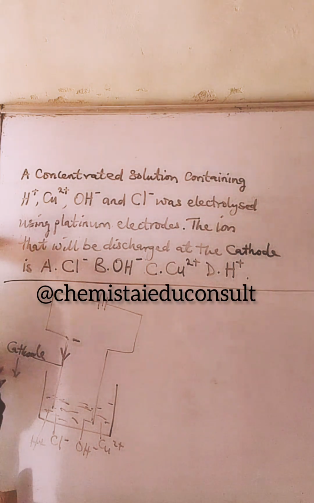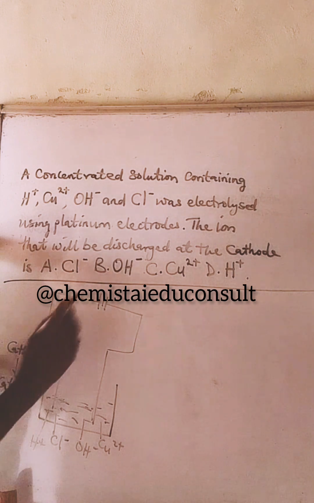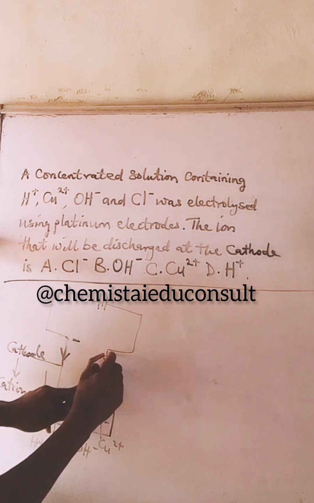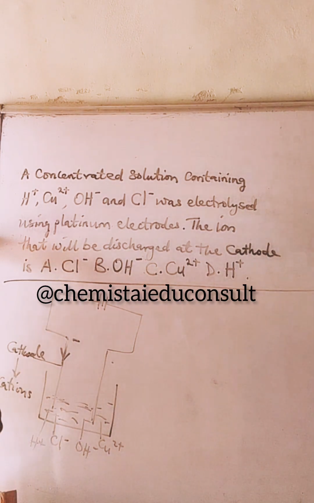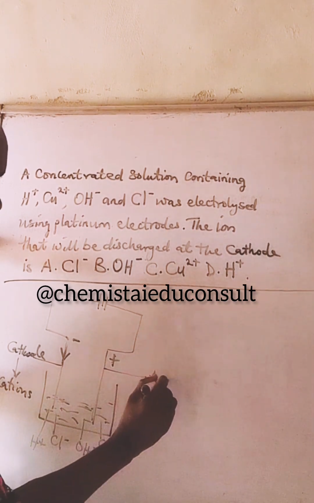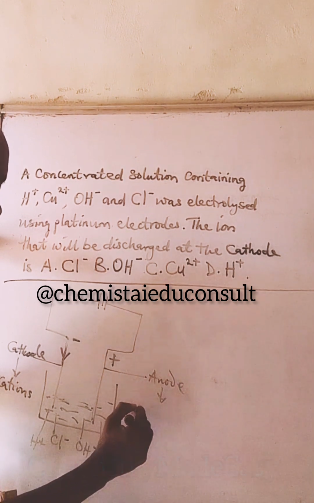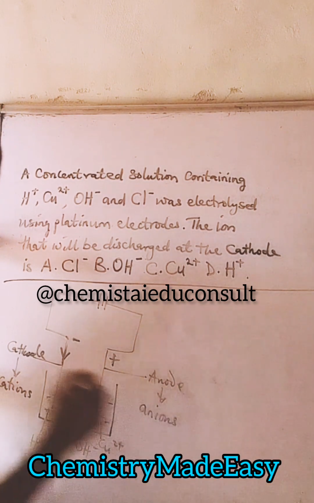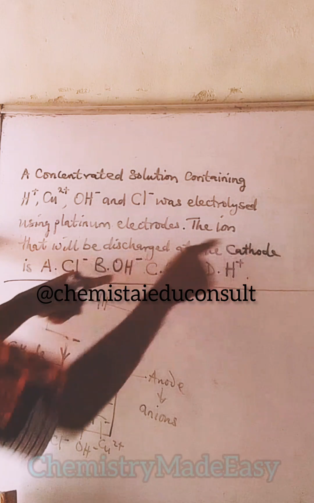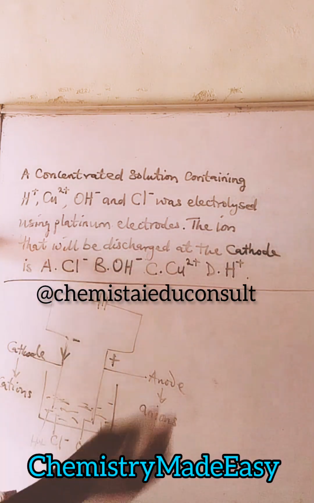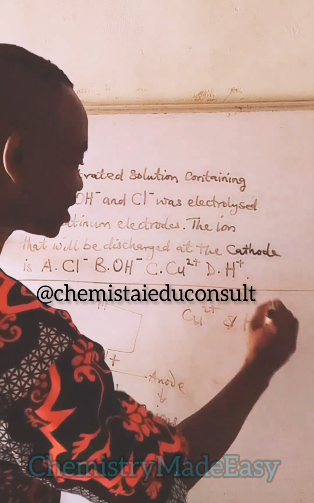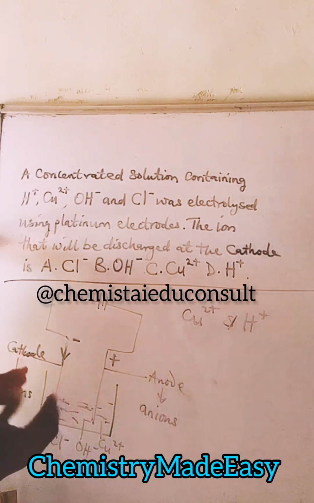Why cathode? Because it attracts cations. Cations are ions that have positive charge, so they go to the cathode. Now, this one is positive because electrons leave the system through this particular electrode, and because of that, it's called anode. Anode attracts negatively charged ions, known as anions. So, in this question, it is asking the ion that will be discharged at the cathode. So, the cathode will attract two ions, copper 2 ion and hydrogen ion. So both copper 2 ion and hydrogen ion will migrate to the cathode.